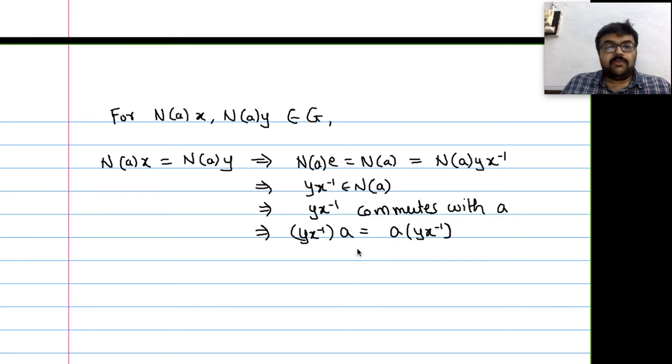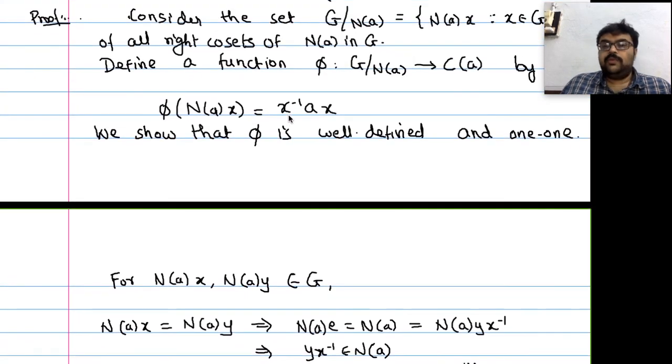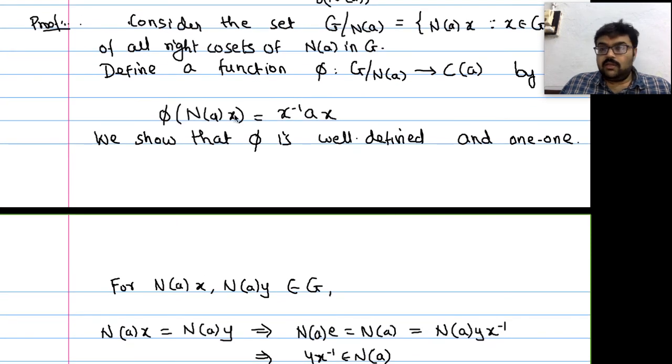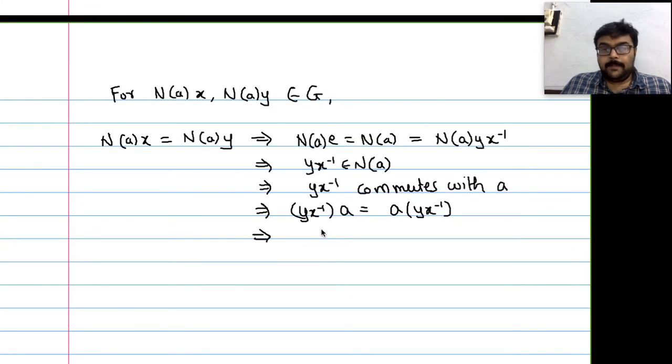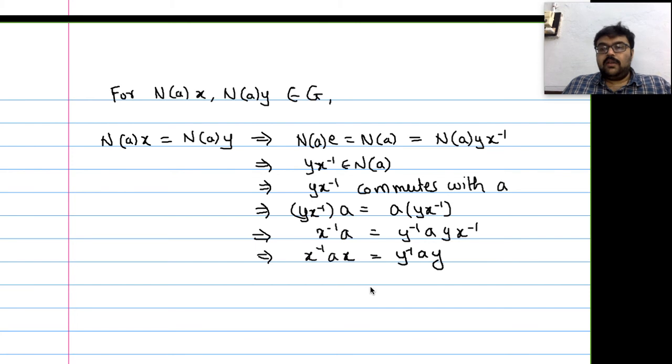Okay, all this is okay, but where are we going? What do we have to prove? We have to show that if we started with the elements being the same, then the image also must be the same. The image of NAX is X inverse AX. We have to show that it is the same as Y inverse AY. So multiplying by Y inverse on the left and by X inverse on the right, we are left with X inverse AX equals Y inverse AY. And we are done.